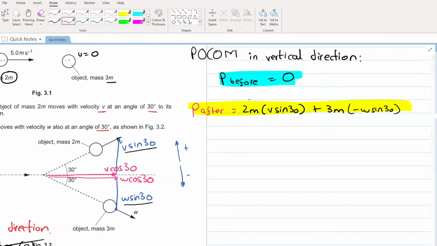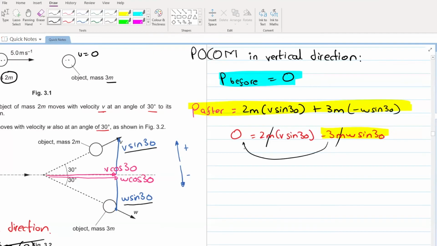Beta, equate them, well done. This equals 2m v sine 30 plus, sorry, we will put a negative here because the negative inside comes on the outside: negative 3m w sine 30. What can you do here? You can take m common and cancel that out, and then take this entire term on the left hand side. 3w sine 30 is equal to 2v sine 30.